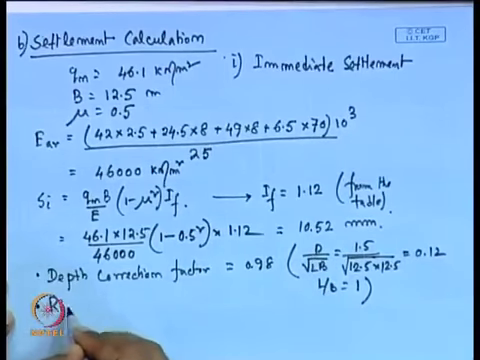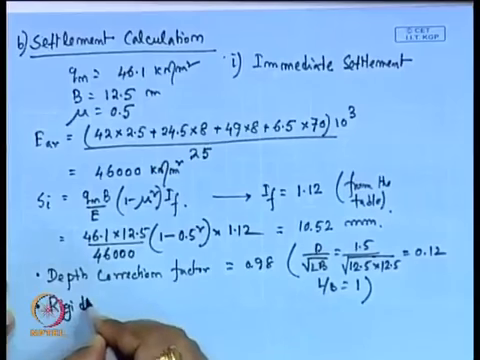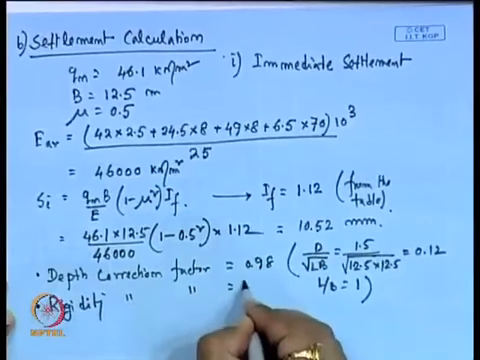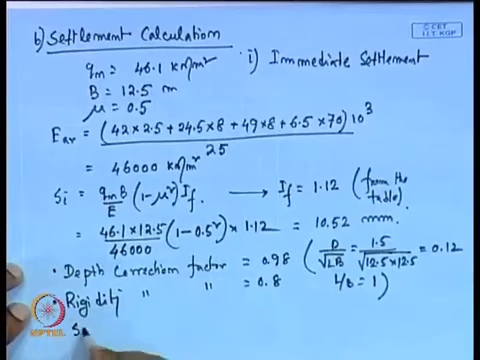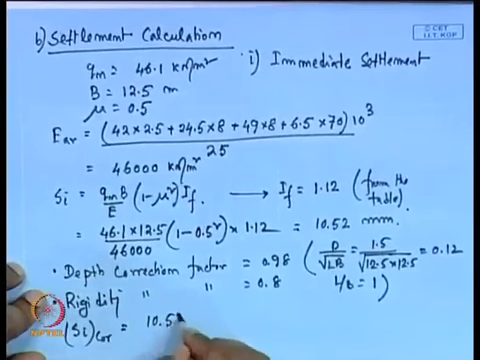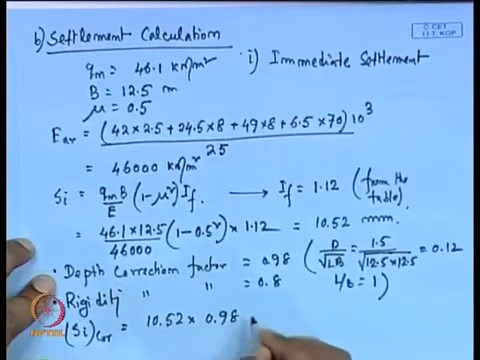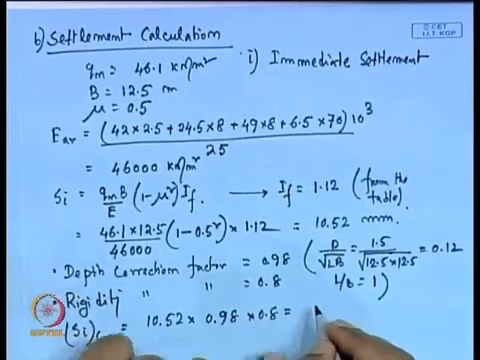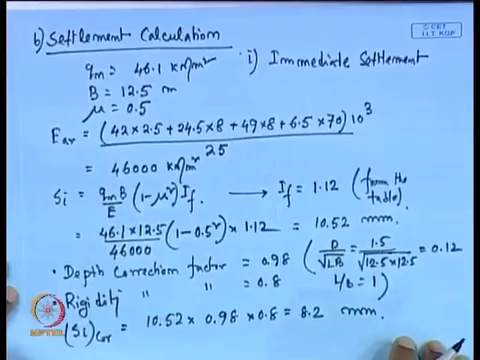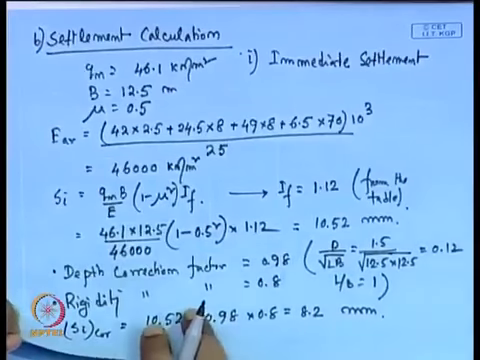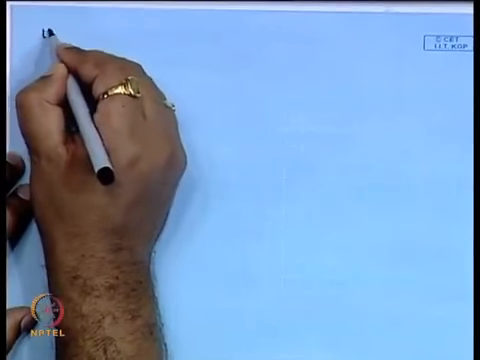From the chart, the corresponding depth correction factor is 0.98, for L by b equal to 1 and d by root L b equal to 0.12. Similarly, the rigidity correction factor, as I have mentioned, will be 0.8. So SI corrected will be 10.52 into 0.98 into 0.8. This value is 8.2 millimeter. This is the corrected immediate settlement. Next we will calculate the consolidation settlement.